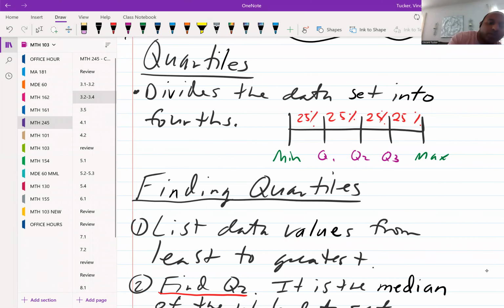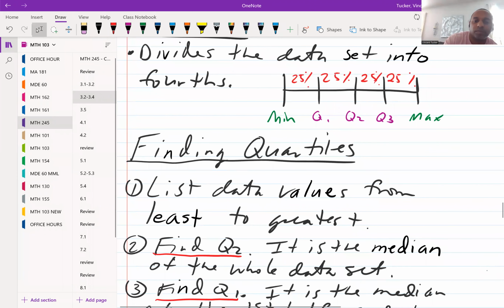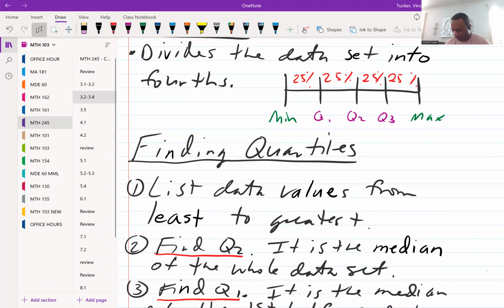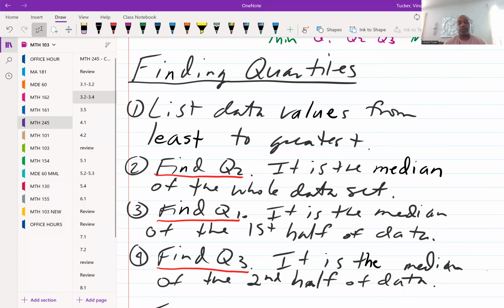Okay, the first thing we want to do is list our data values from least to greatest. Don't forget this statement, because we have to do that first. All right, so find Q2. We want to find our second quartile first. It's going to be the median of the whole data set. Then we would find Q1, that's the median of the first half of data. And then find Q3, which is the median of the second half of data.